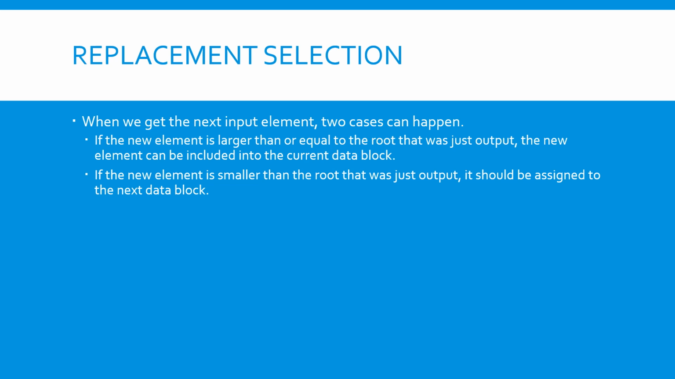On the other hand, if the new element is smaller than the root element that was just output, then we cannot include it in the current data block. This is because the new element should be written before the root element if they are in the same data block. Since the root element has been written, we cannot write them in order without incurring context switches.